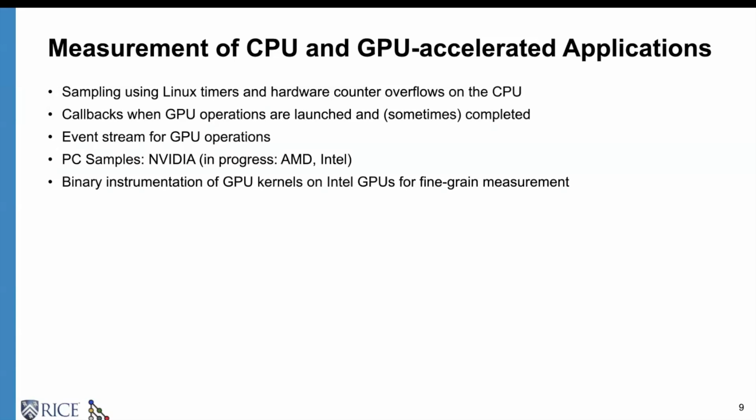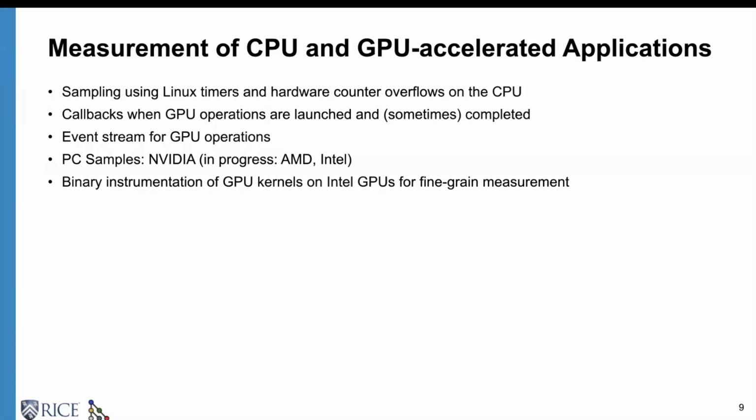We get an event stream for GPU operations that says that there was a kernel launch, there was a memory copy launched, there was a memset performed on the GPU. And then also my group personally was able to talk NVIDIA into adding support for instruction level performance monitoring in their GPUs. And so they support instruction level performance monitoring with PC sampling.